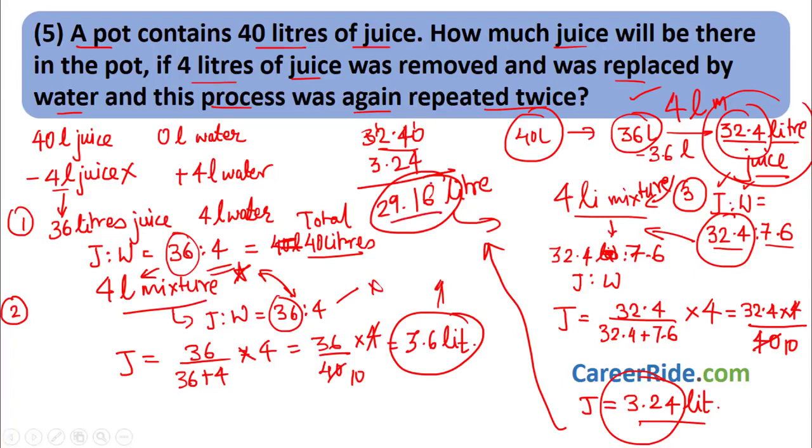Generally, what mistake do people make? They consider, okay, 40 liters of juice was there. First I'll remove 4 liters. I'll get 36 liters of juice, then I'll add water, so I'll get 40, again I'll remove 4 liters of juice, I'll get 32 liters, again I'll remove 4 liters of juice, I'll get 28 liters, and they write the answer as 28 liters. This is wrong. The answer is 29.16. You saw that whenever we remove the mixture, some part of the mixture will be juice and some part will be water. Okay, moving to next question.